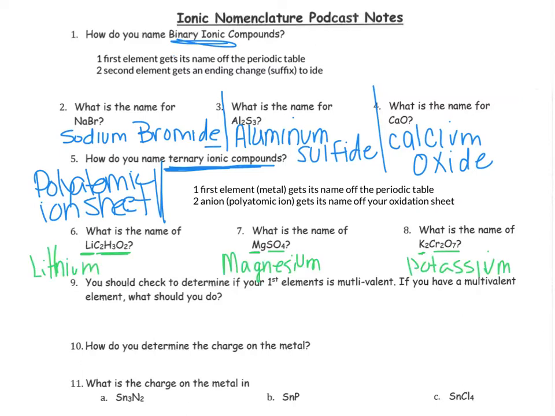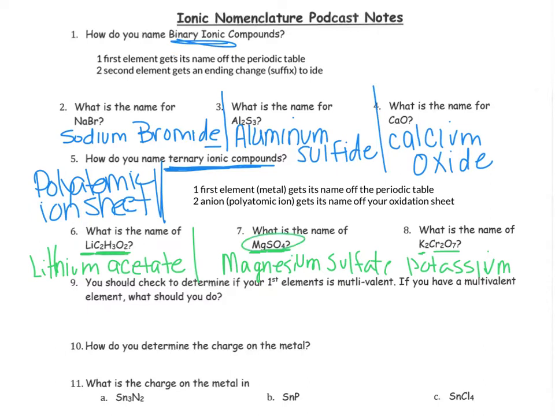All right, so this first one here might look a little familiar. It's lithium followed by its polyatomic ion. So we write lithium, and then we look up that polyatomic ion, and it is acetate. So that is lithium acetate. All right. Number 7, we look this up. The first element, the cation, is magnesium, and then we look at our polyatomic ion sheet to find SO4, and SO4 is sulfate. So this is magnesium sulfate.